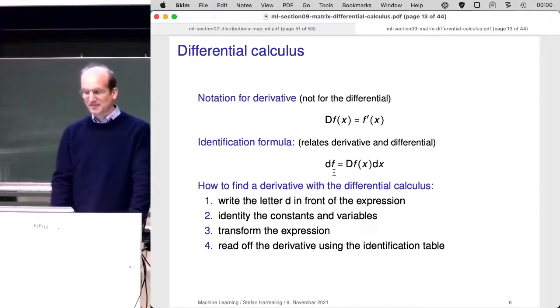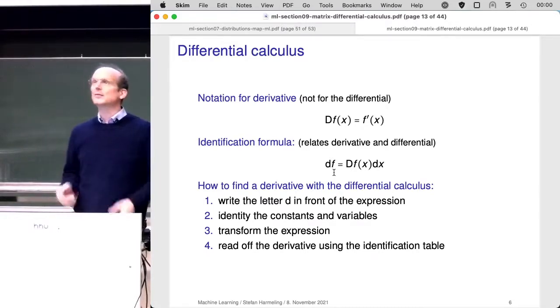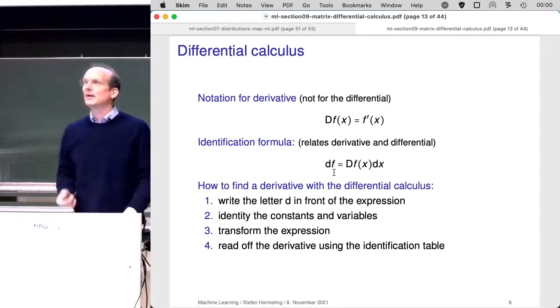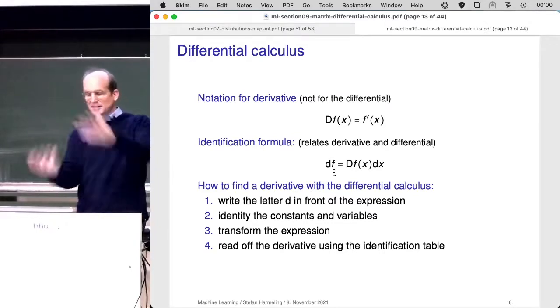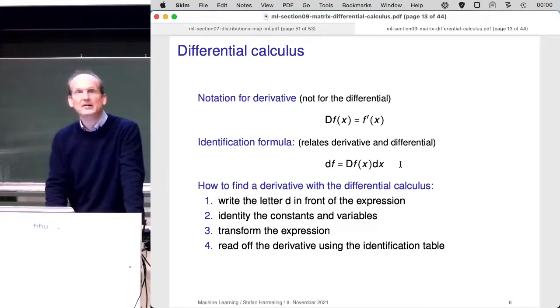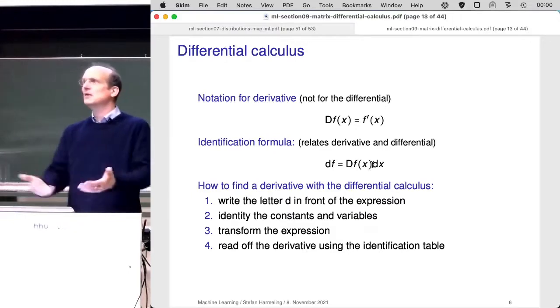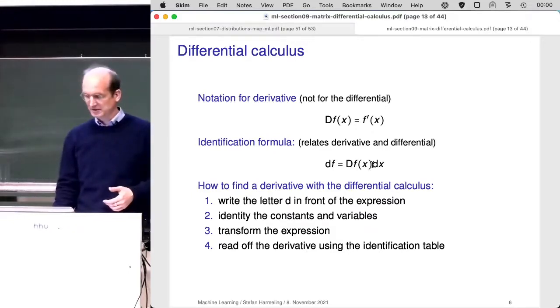Then you need to make sure which expressions in your complicated term are constant and which are variable, okay? Then you use the calculus, which I show you on the next slides, so basically some rules to transform the expression in such a way that the dx is on the very right-hand side. And then you can just read off the derivative. Okay, so that is the recipe for the matrix differential calculus.